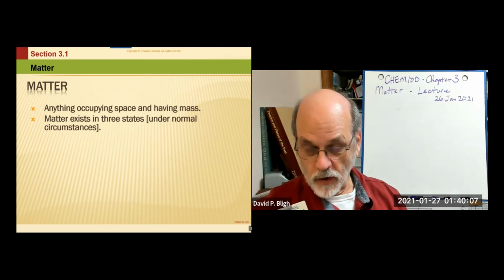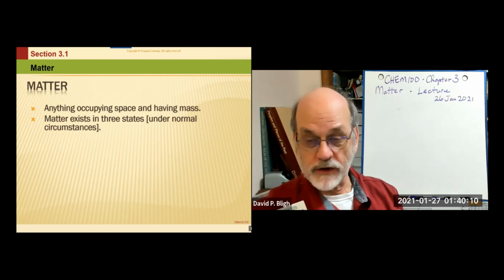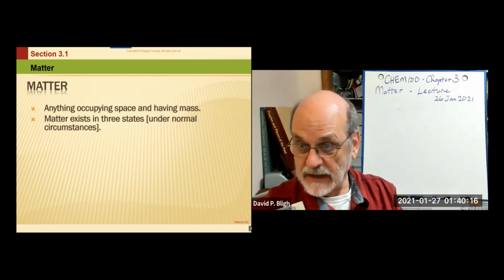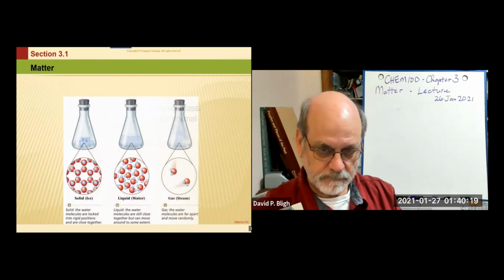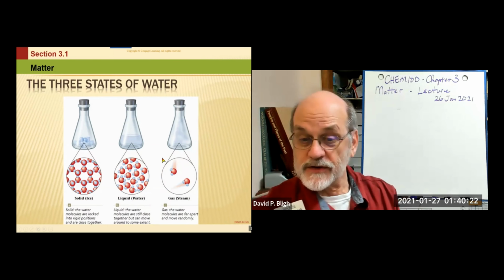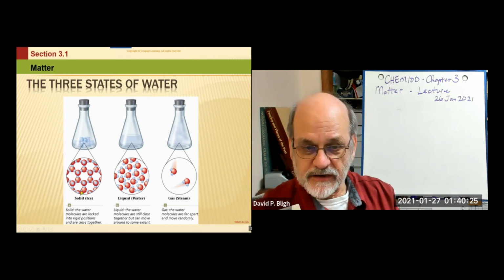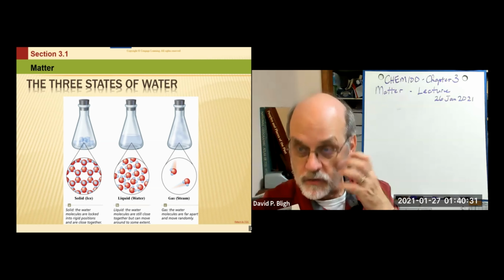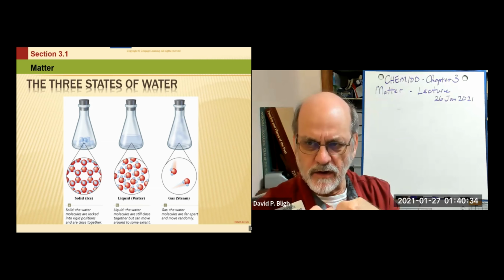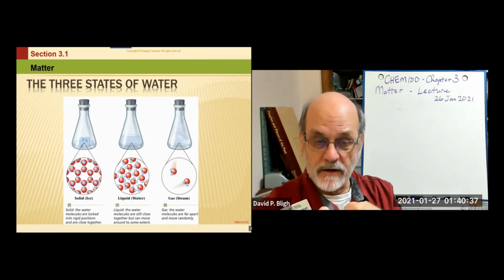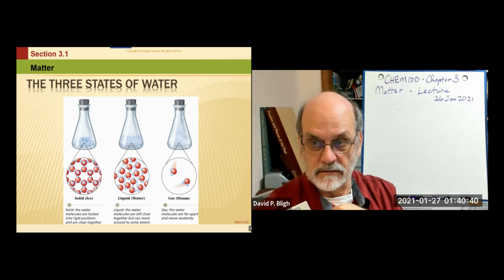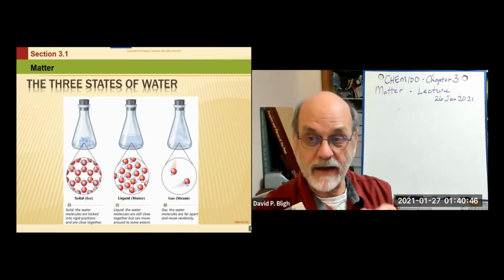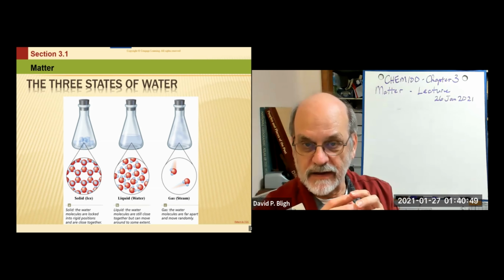Matter, under normal circumstances and not so extreme conditions, exists in 3 states: solid, liquid, gas. And this is an artist's representation. We'll notice that the solids usually have a regular structure. Not always, but sometimes, and they're very close together. The molecules, the atoms, whatever the case may be, are very close together and they interact closely. So much so that a solid will retain its shape and retain its volume without any help.